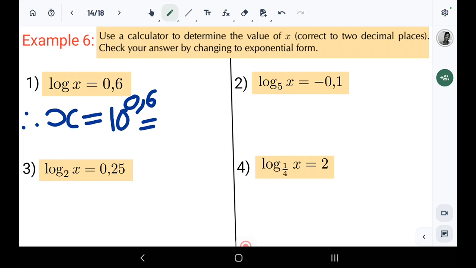Now, let's calculate that. Take out a calculator. If you're using a Casio, you go 10, then x to the power of box, and you write 0.6. That will be 10 to the power of 0.6, and that gives you 3.98. So that is 3.98.